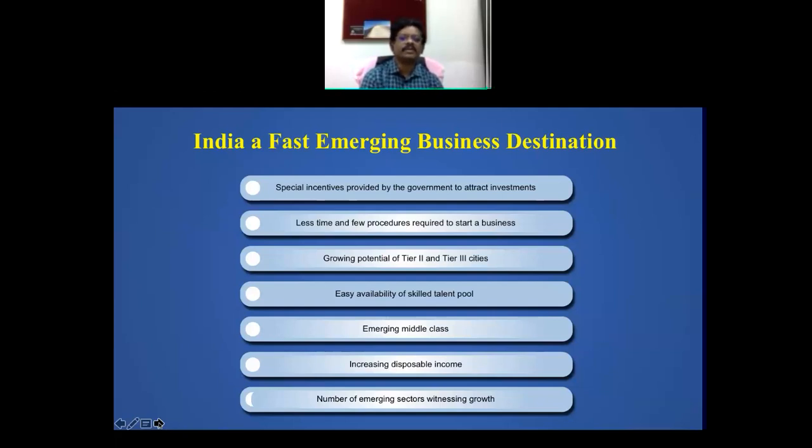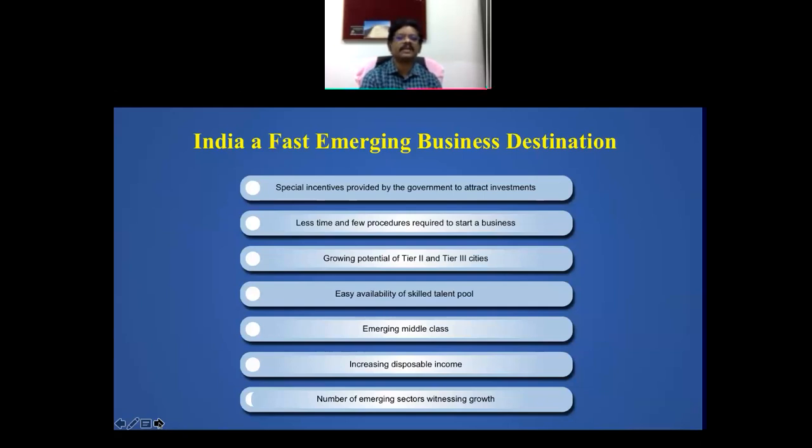You have a very smooth ground, and then you can look at how you can take off in a better way. The less time and few procedures required to start a business, the growing potential of tier 2 and tier 3 cities, the easy availability of skills and talent pools, the emerging middle class, increasing disposable income, and the number of emerging sectors witnessing growth. So these are the 7 items that I'm going to discuss in the last part.